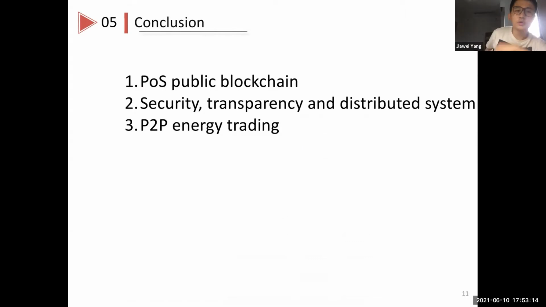So in conclusion, we deploy our own proof of stake consensus protocol based public blockchain, which ensures the security and transparency of transactions for the distributed system, which means the microgrid. From the peer-to-peer energy trading, the data is generated and pumped to our own blockchain. So this is how our project works. That's all for my project. Thank you.